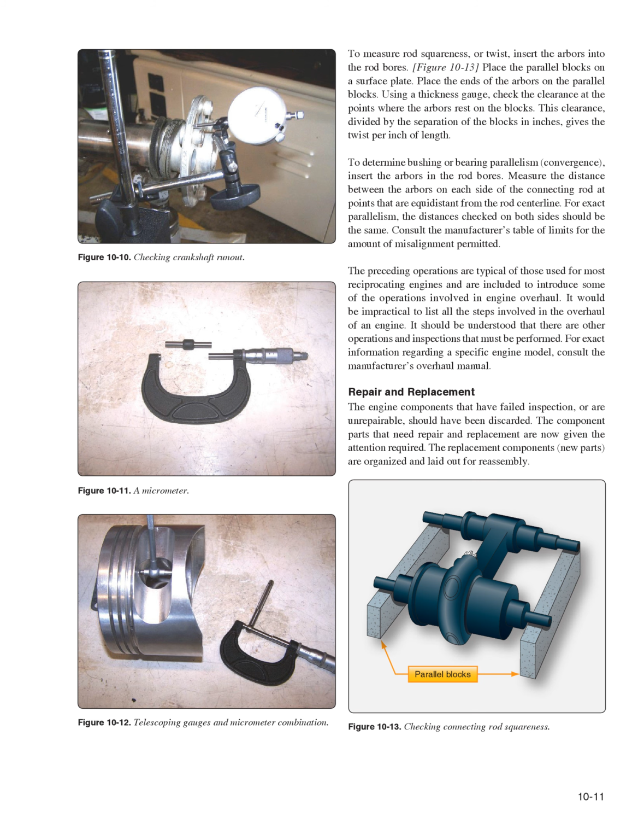To determine bushing or bearing parallelism, or convergence, insert the arbors in the rod bores. Measure the distance between the arbors on each side of the connecting rod at points that are equidistant from the rod centerline. For exact parallelism, the distances checked on both sides should be the same. Consult the manufacturer's table of limits for the amount of misalignment permitted.